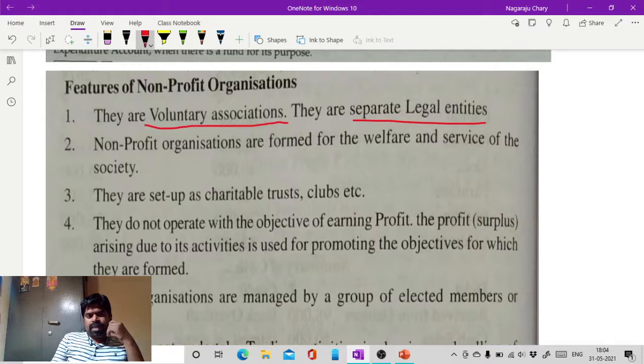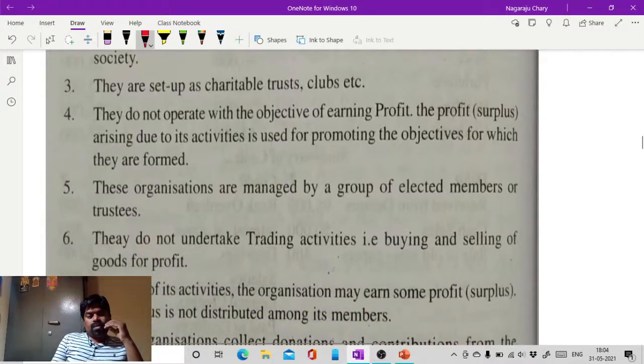So they are set up as charitable trusts and clubs. These organizations are established for charity and by trustees. Okay, next we see, they do not operate with the objective of earning profit. The profit here is known as surplus, arising due to its activities, and is used for promoting the objectives for which they are formed. Whatever surplus we have in non-profit organizations is used to spread the activities of the organization.